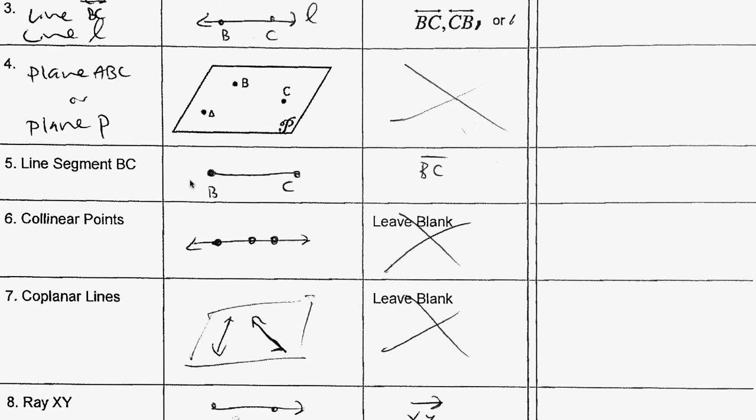Question number 5, line segment. I put points B and C there, no arrowheads there. Over here, notice how there's no little points or dots at the end. If you did, I would have marked you wrong. 3 collinear points, 3 points that are on a line. There it is.